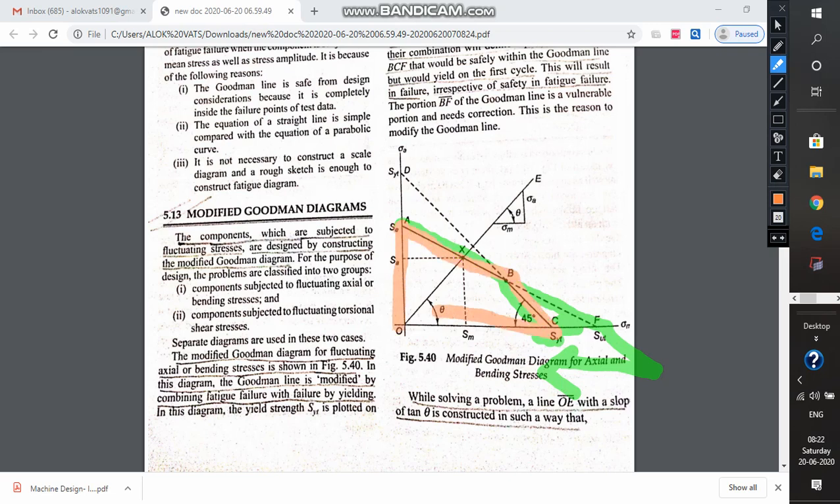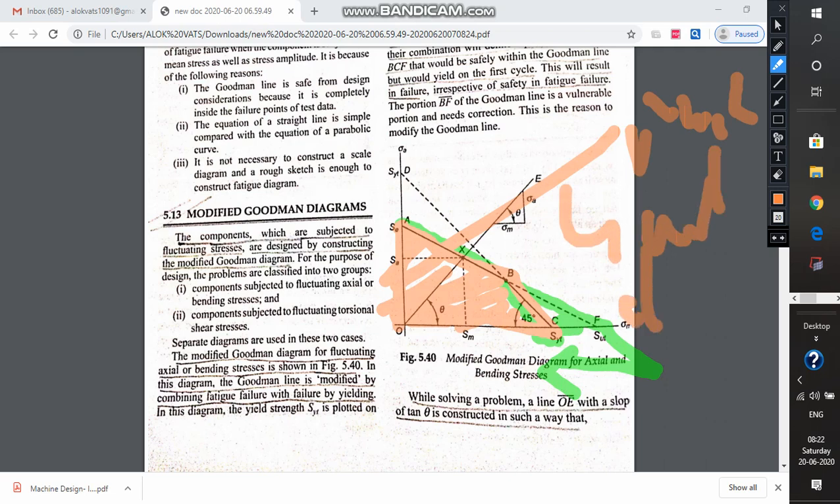OABC. This is the region where the component will be safer from the point of view of the yield criteria, and also from the point of view of the Goodman line. That is why this region is called the modified Goodman diagram. This was the only reason why we defined this separate modified Goodman diagram.